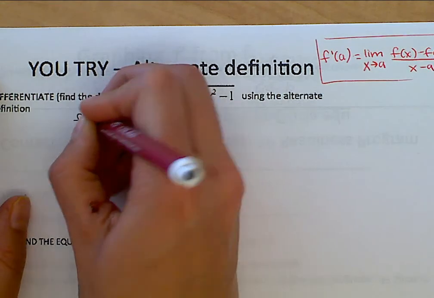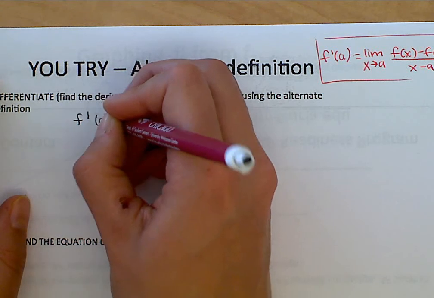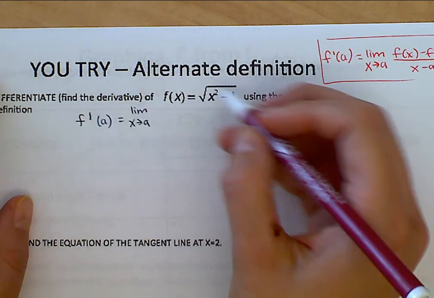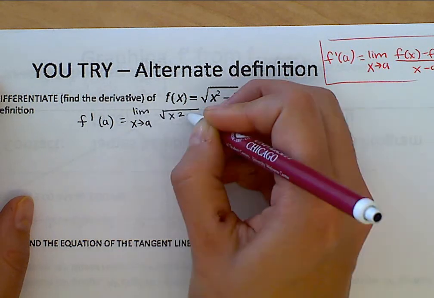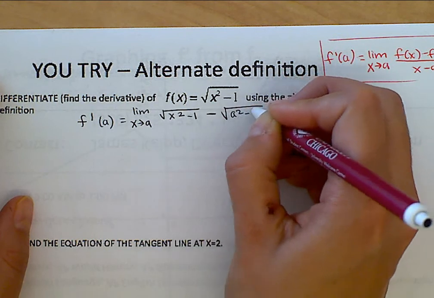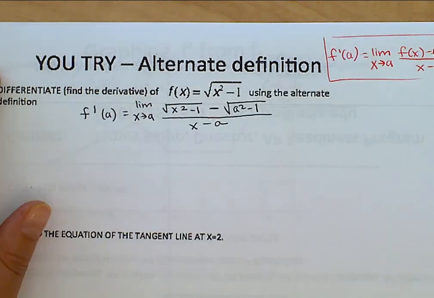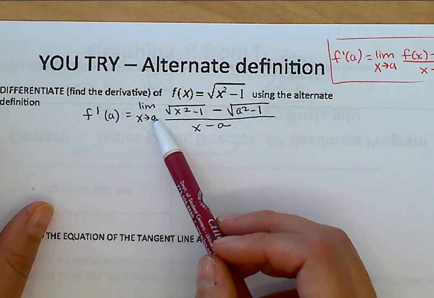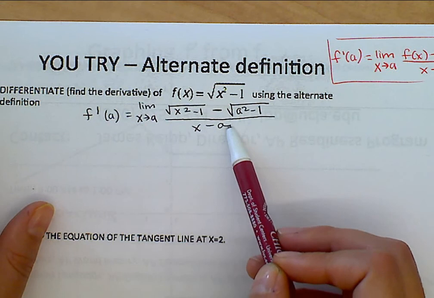So f prime of a equals the limit as x approaches a. f of x will be the square root of x squared minus 1, minus f of a, which is the square root of a squared minus 1, all over x minus a. So just like in the other case, if I try to substitute in a for x, I get a minus a in the denominator, which is 0, which is not allowed.